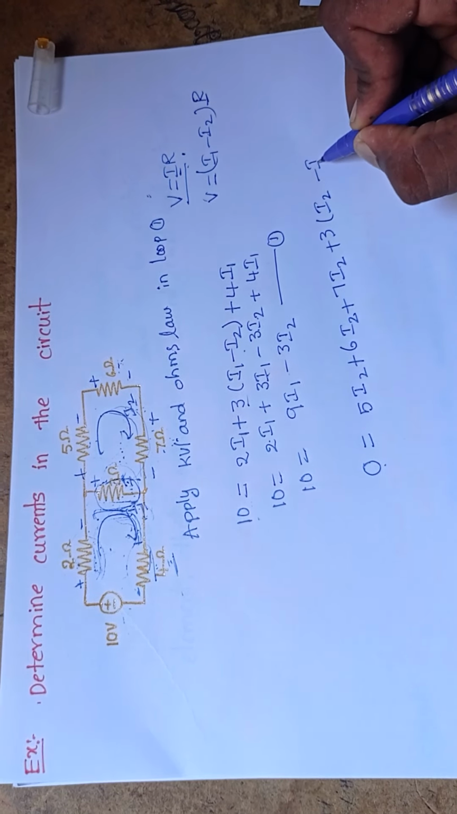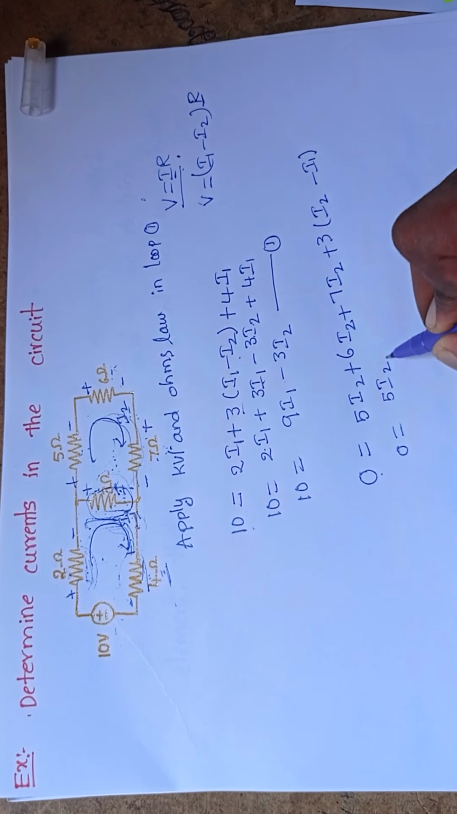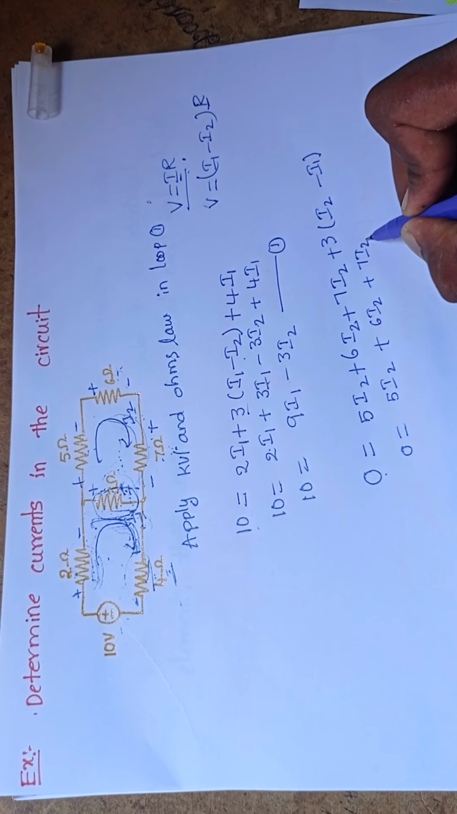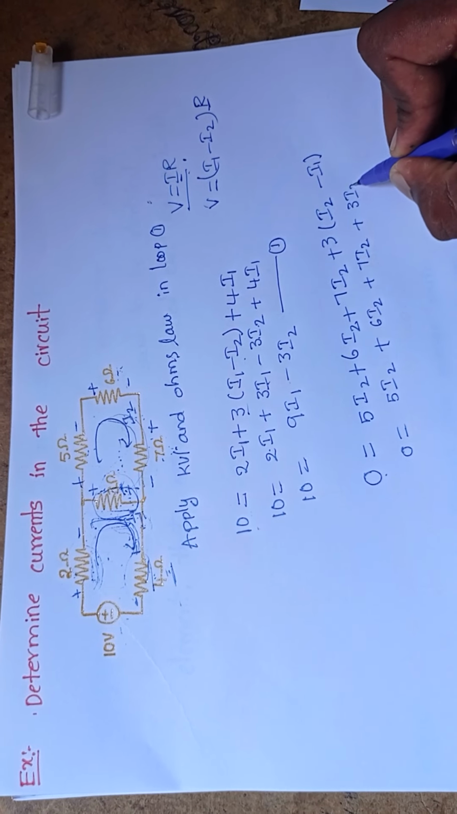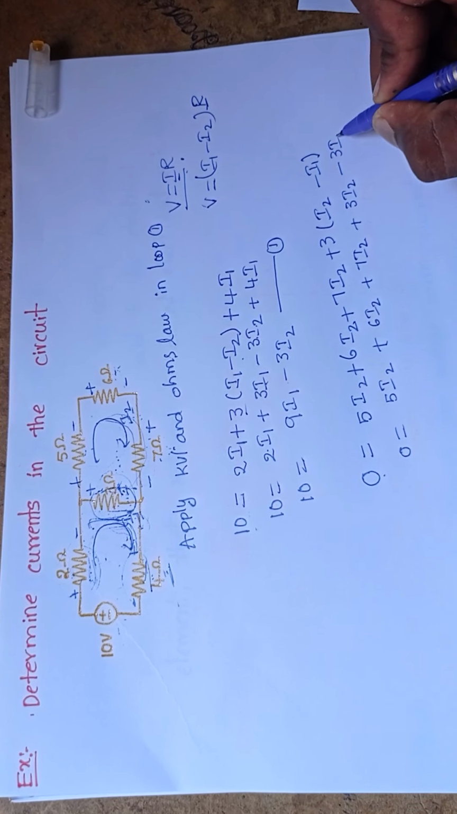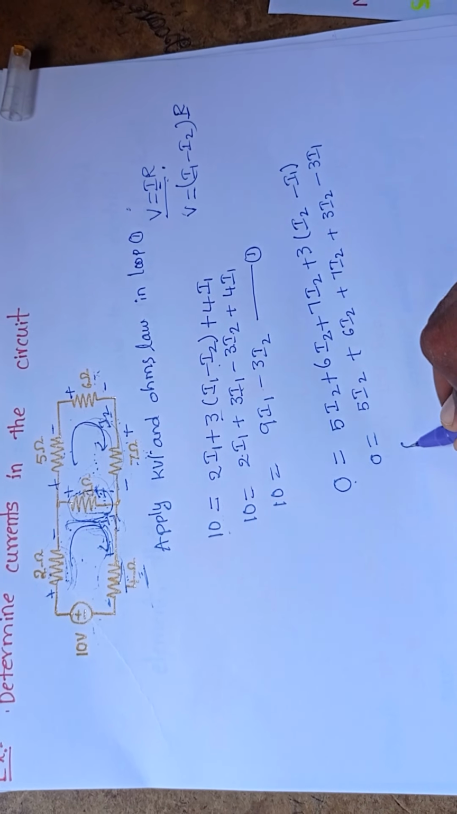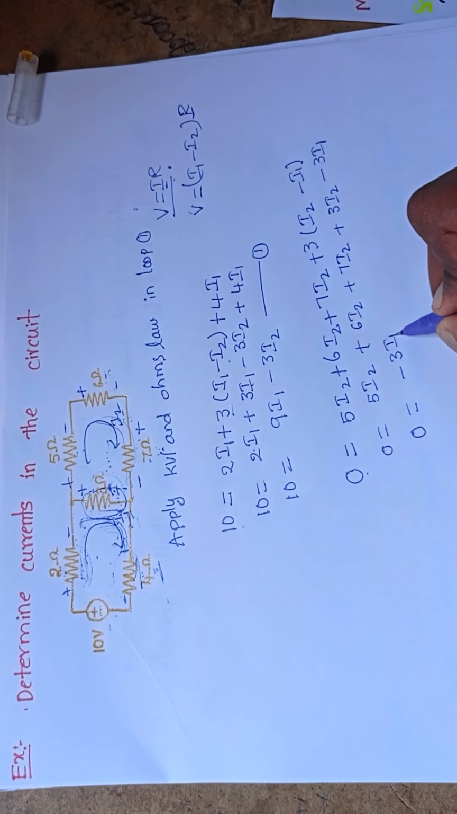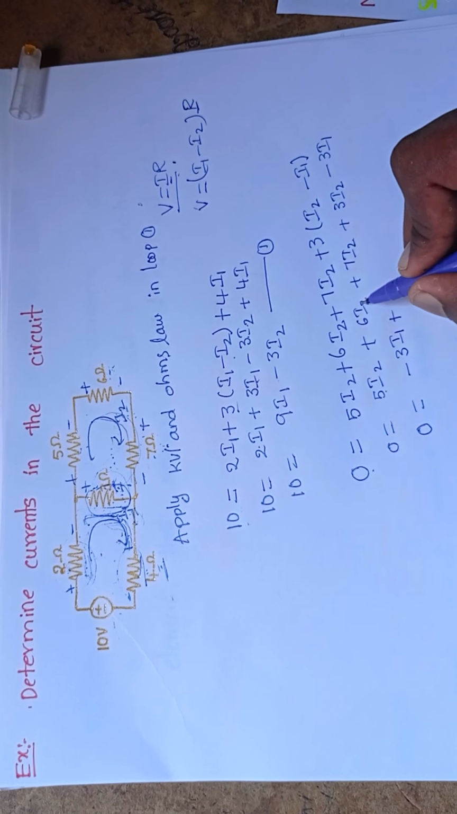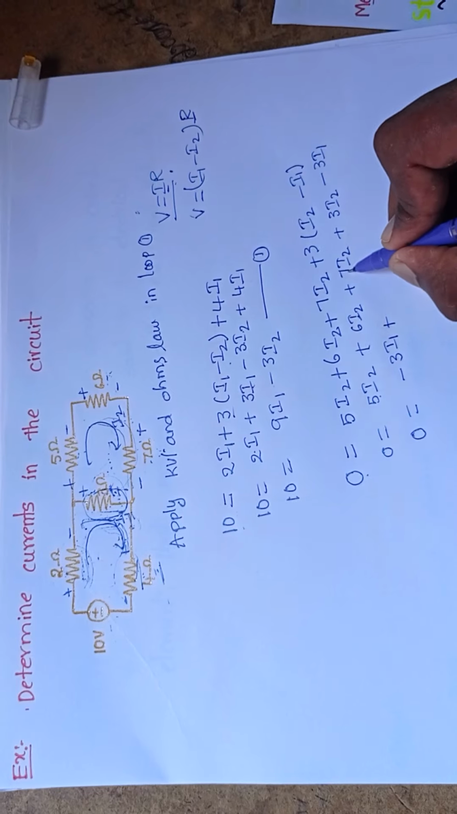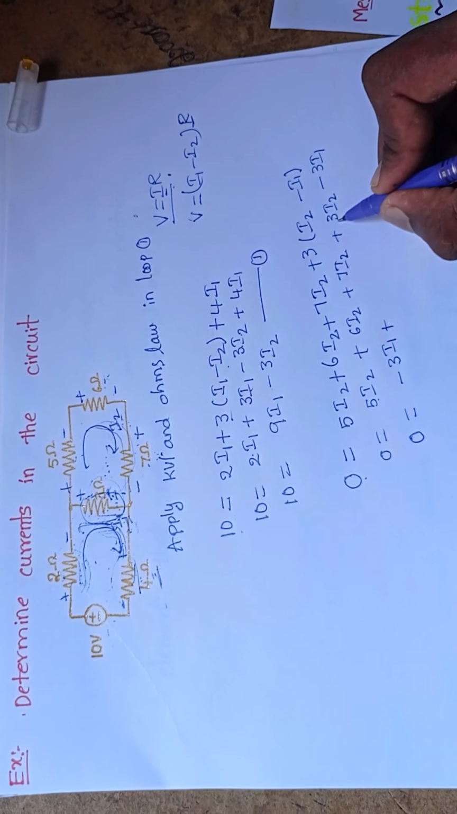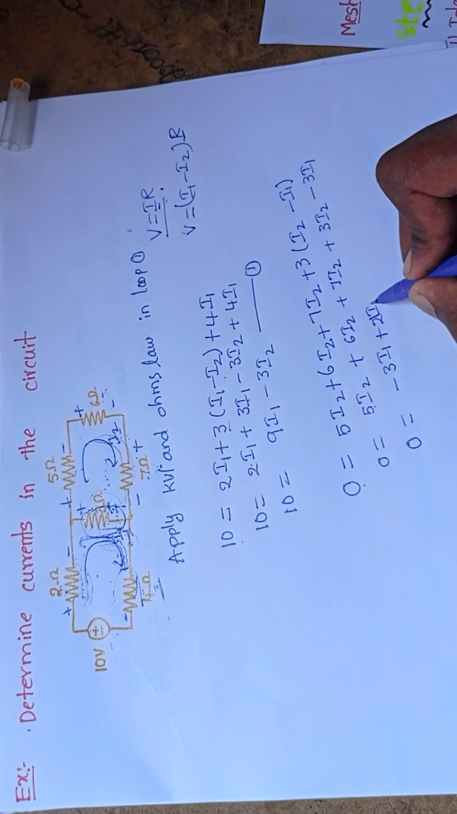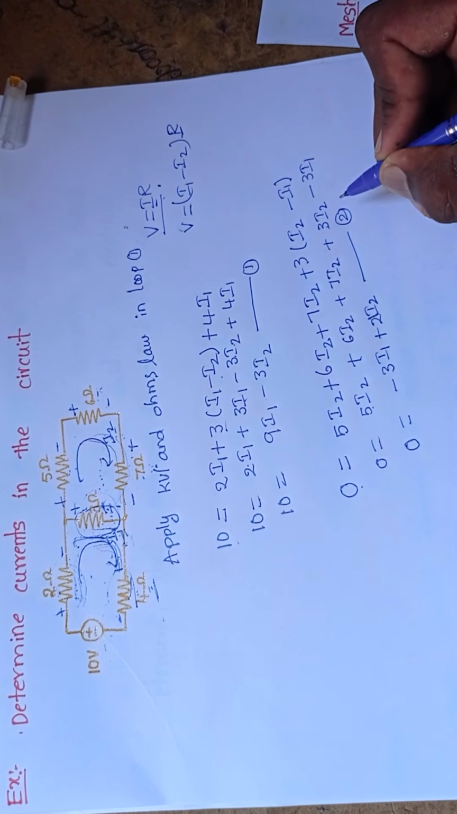Let's simplify this. 5I2 plus 6I2 plus 7I2 plus 3I2 minus 3I1. Here minus 3I1 is there. 5I2 plus 6I2 is 11I2, 11I2 plus 7I2 is 18I2, 18I2 plus 3I2 is 21I2. So 21I2 minus 3I1. Consider this as equation number 2.